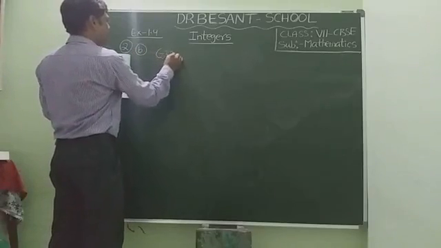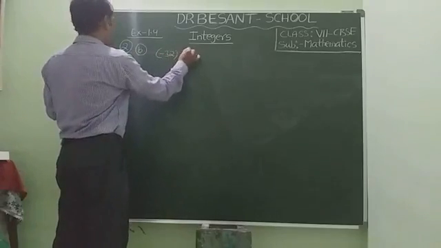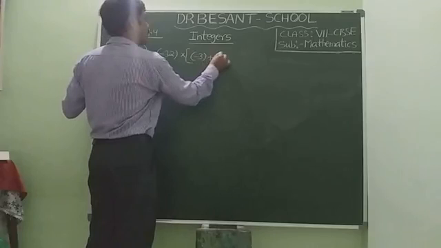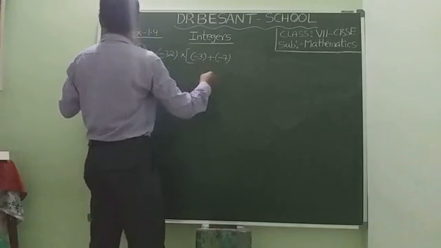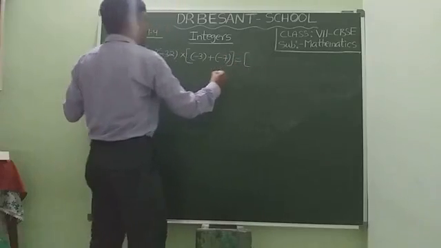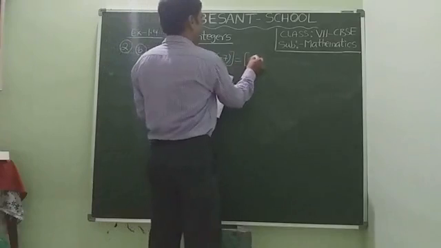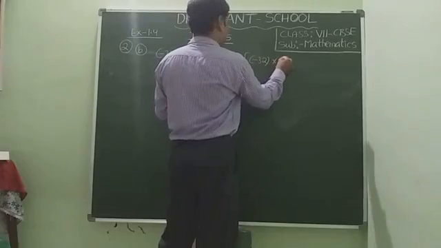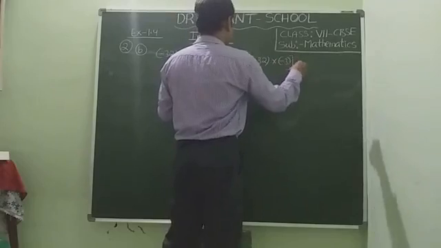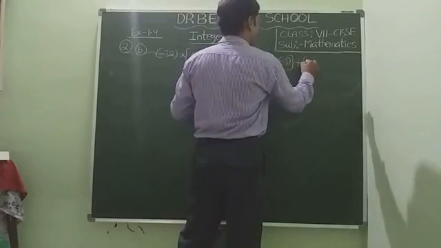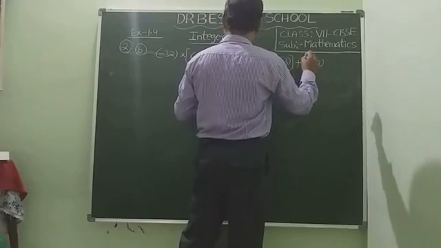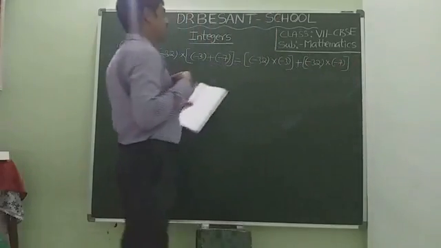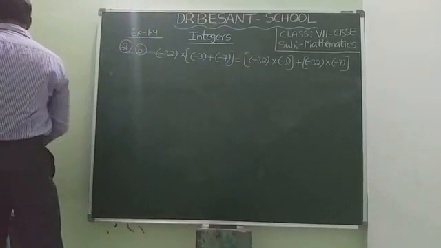Minus 32 into (minus 3 plus minus 7) is equal to minus 32 into minus 3 plus minus 32 into minus 7. Okay children, observe here which property it is.